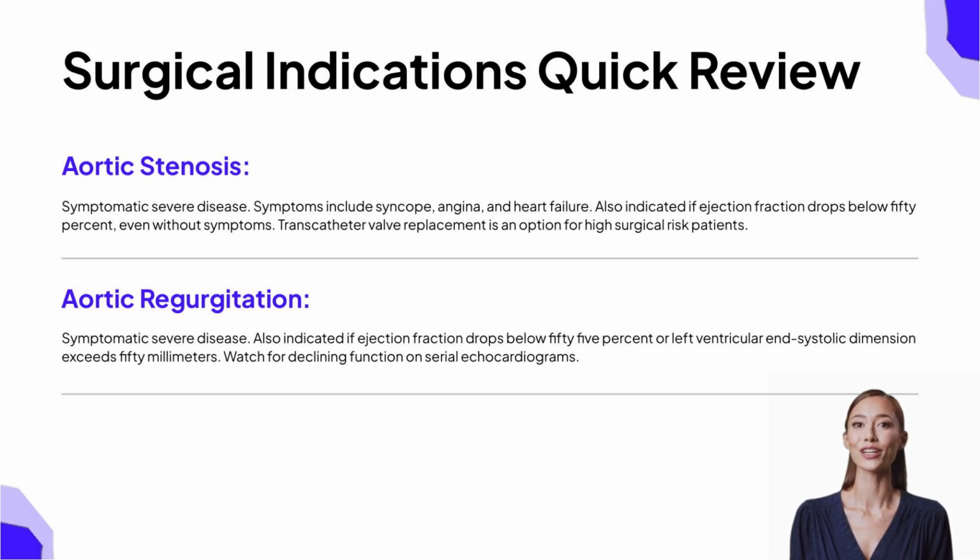For aortic regurgitation, surgery is indicated for symptomatic severe disease. But here's the key difference. We also operate on asymptomatic patients if there's evidence of left ventricular dysfunction. The cutoffs are ejection fraction below 55% or left ventricular end-systolic dimension exceeding 50 millimeters.